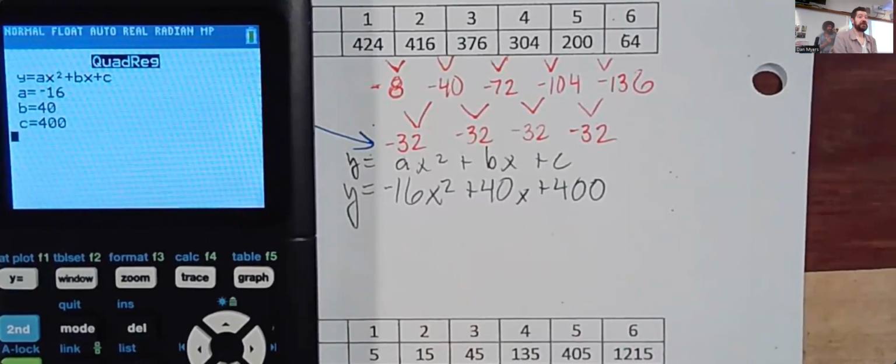That's basically what we're going to be doing today, by the way. So almost exactly the same as figuring out linear regression, except we're going to go with quadratic instead.